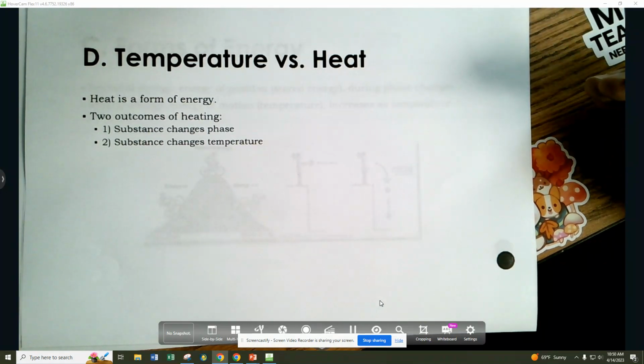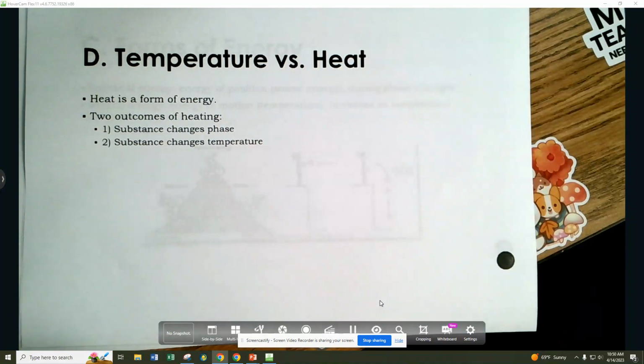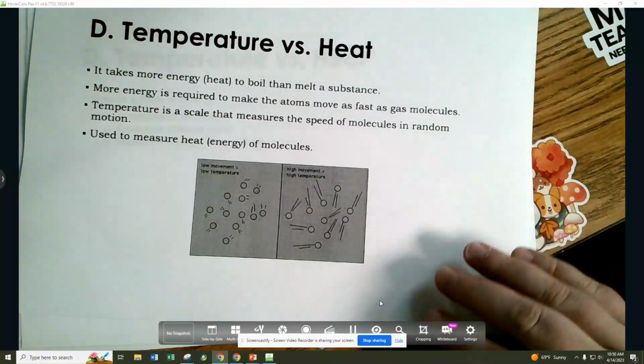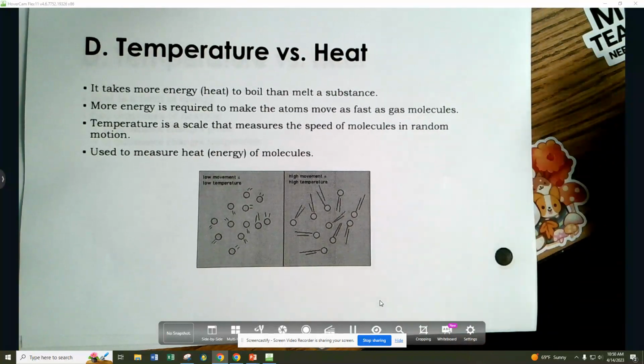So you again are either changing its phase or you're changing the temperature. They are never happening at the same time. You're either doing one or the other. I'm going to skip over this first bullet point and talk about it more with the graph.